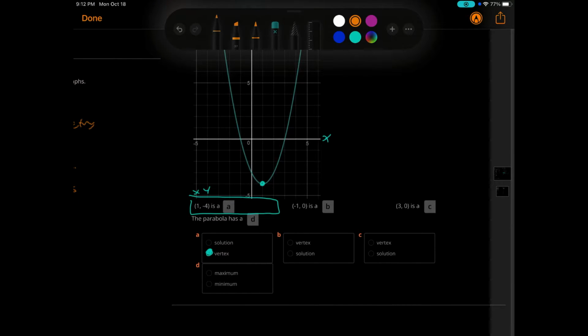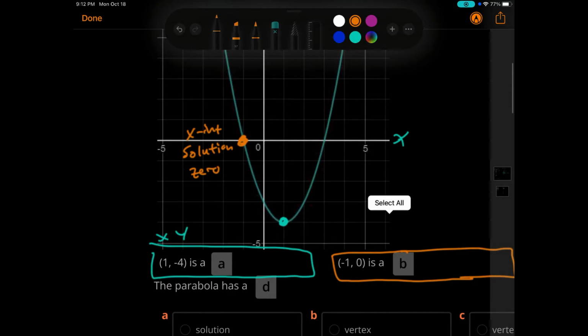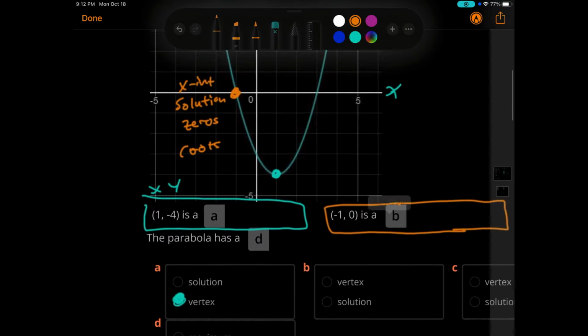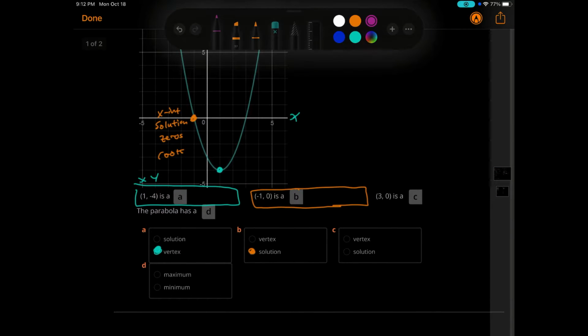Okay, B, -1, 0 is a what? So left 1 and stay. That is from the introductory notes, that's an x-intercept, that's a solution. They call these zeros. They also call these roots. So B would be solution. Okay, 3, 0, right? 3. This pink one is the same thing, so that would be a solution.